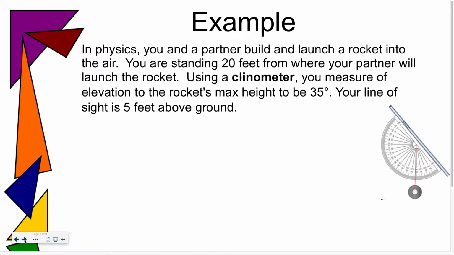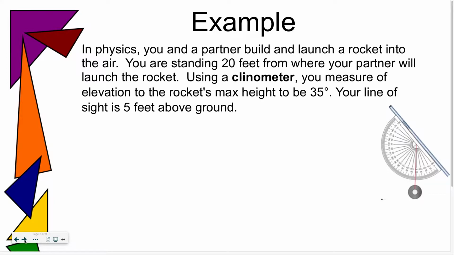Oh, I should probably talk about this example real quickly. It says, in physics, you and a partner build and launch a rocket into the air. You can imagine that, right? We as mathematicians like to think in simplest terms, so we're not going to take into account any kind of wind or any issues like that. So our rocket is going to go straight up and come down. You're standing 20 feet from where your partner will launch the rocket.